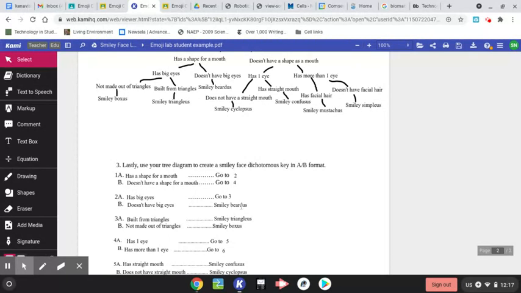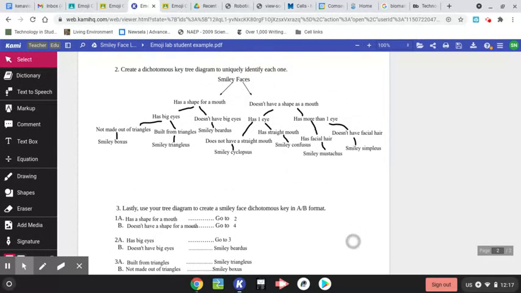I know that we left off at doesn't have big eyes. So now I go back and I look, and doesn't have big eyes. There are no branches because there's only one name under it. So next to doesn't have big eyes, I should write Smiley Beardus. Remember, we skipped that a second ago. So I now write that in. And I go backward looking for my next blank. And my next blank, if I was building this, would be doesn't have a shape for a mouth. Okay? Because that was my next grouping. I now will write go to 4 because I've already finished all of these organisms on this side.